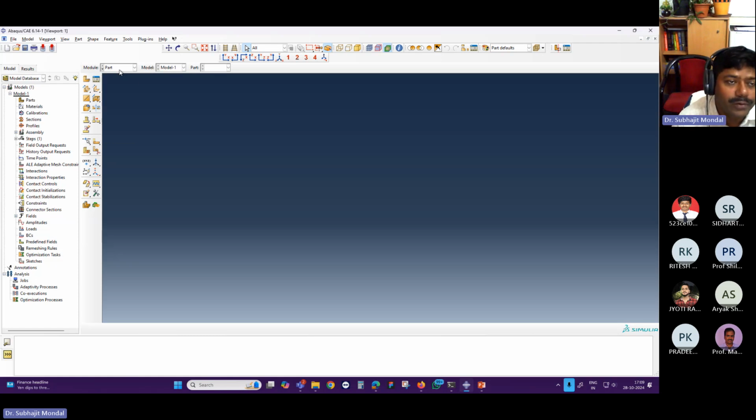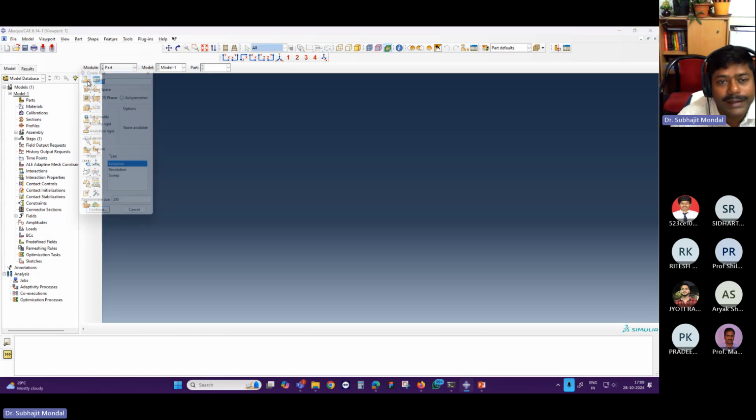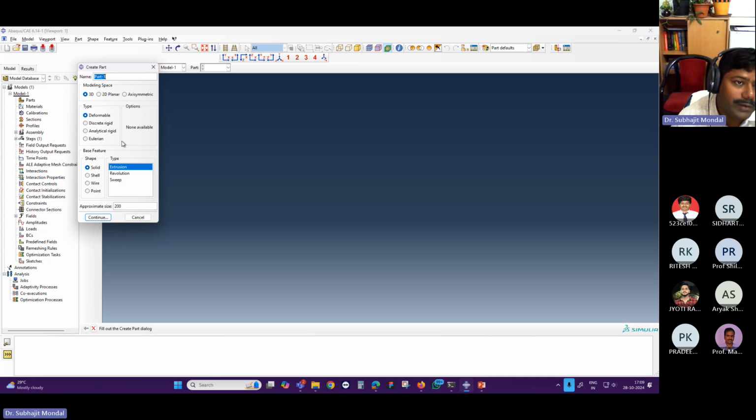Okay, so here what we are going to do, we are going to create a model. Now here you can see we have 3D, 2D planar material. Again, we have shape, whether it is solid or shell. Okay, now composite also can be modeled as a solid element, also modeled as a shell element.